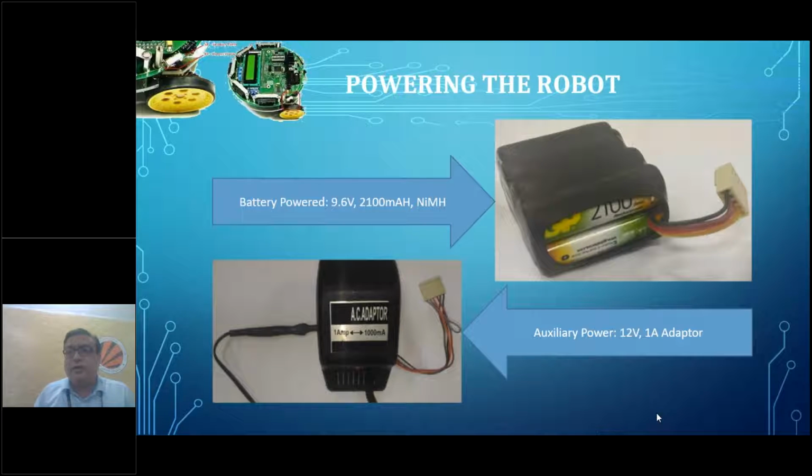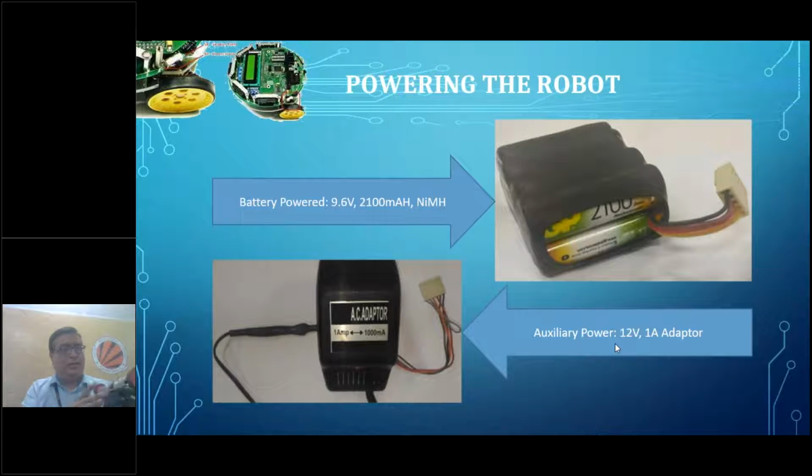So here we are using a 9.6 volt 2100 mAh battery in this robot, and second, we are using auxiliary power, a 12 volt 1 ampere adapter. Here to open this, you can see the battery is available. We can cover up the battery, place the battery here, and then our robot can start work.